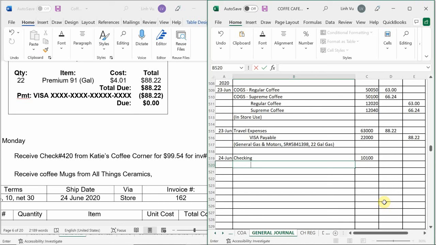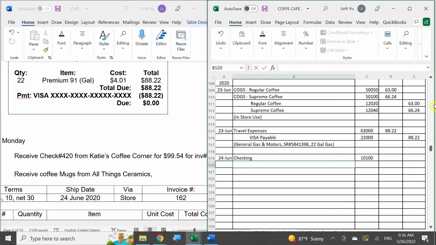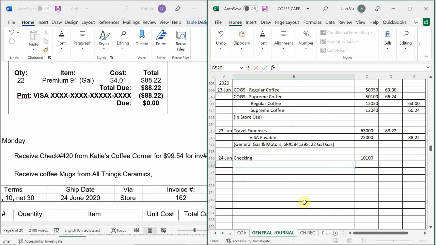I don't know. I can't think of it. Accounts receivable, right? They owe me on an account because they owe me money. So in this case, oh, okay, close. Accounts receivable. Okay, 11. And she paid me $99.54.